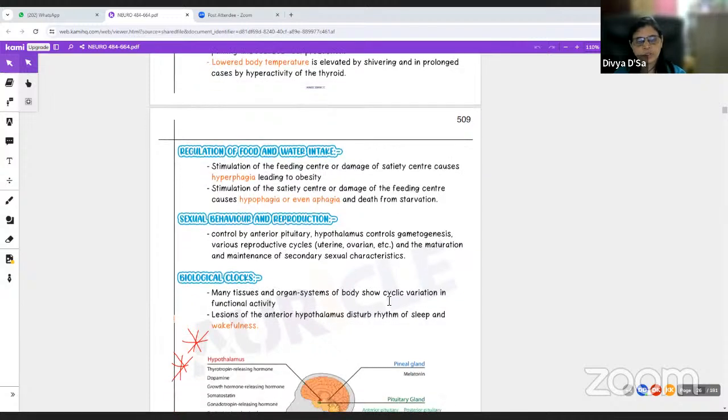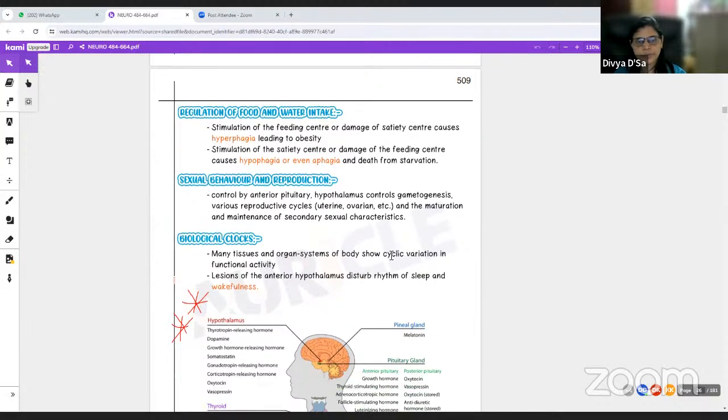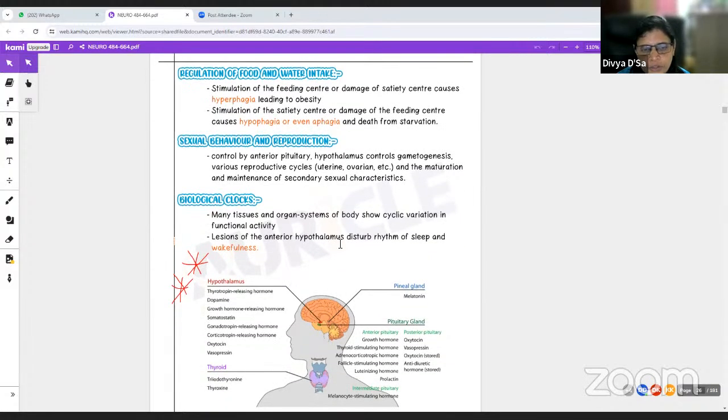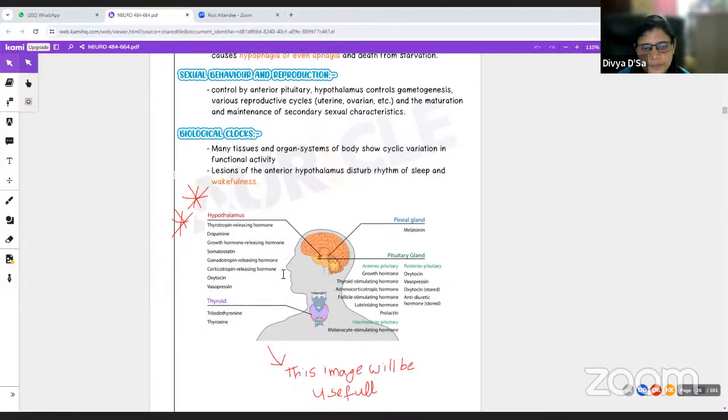It is also responsible for sexual behavior and reproduction, which is controlled through the anterior pituitary. The hypothalamus controls gametogenesis. It is also responsible for the reproductive cycles and the maturation and maintenance of secondary sexual characteristics. It also maintains the biological clock. Many tissues and organ systems of the body show cyclical variation in functional activity. Lesions of the anterior hypothalamus disturb the rhythm of sleep and wakefulness.